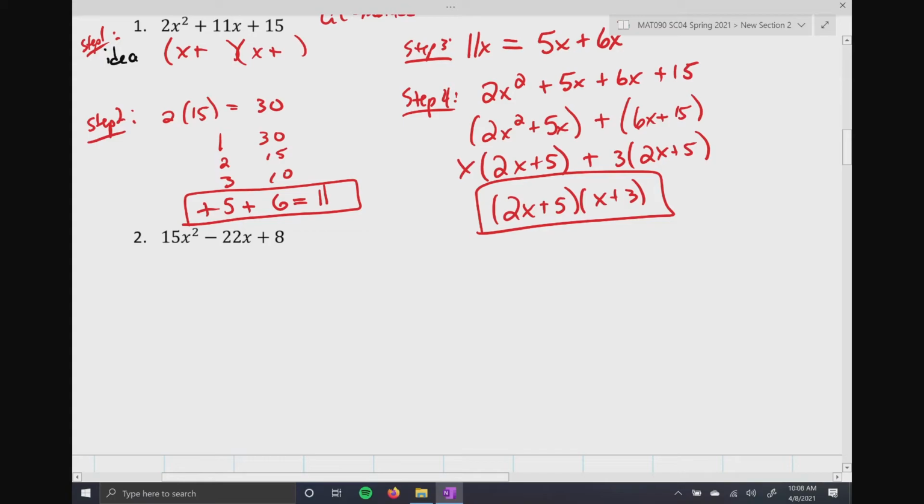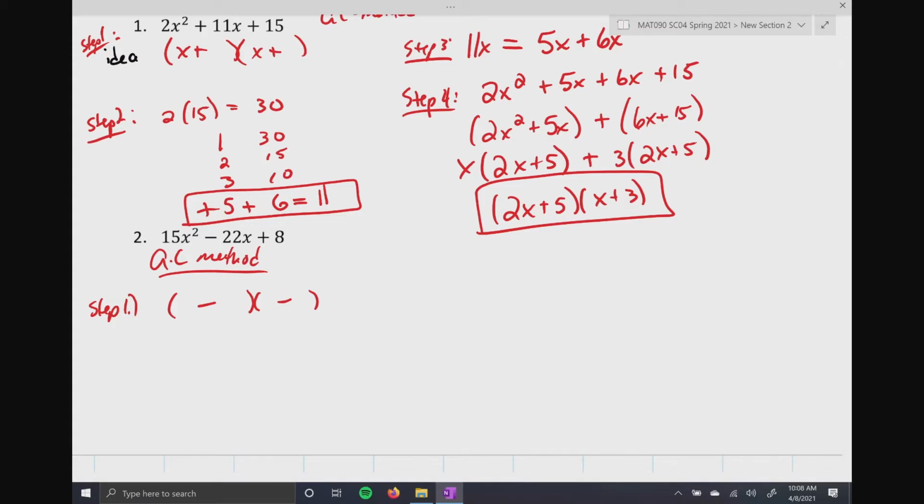Step 1. I see a 15 in front, so I'm thinking AC method. So I write it. So step 1, I look for a GCF. 15, 22, 8, there's nothing common there. And x squared, x, and then the 8 doesn't even have a variable, so there's nothing common there. So now I'm going to get an idea. I'm going to pretend the 15's not even there. I just want to get an idea of what my signs are going to be.